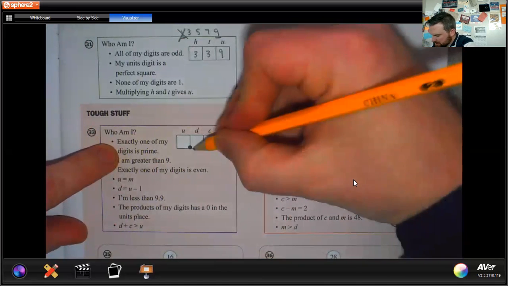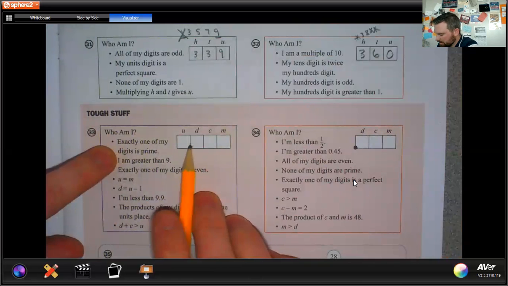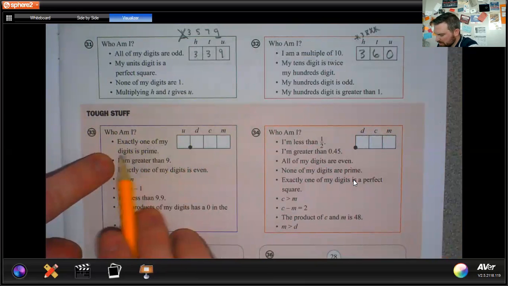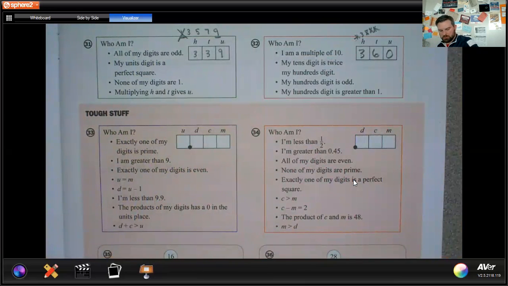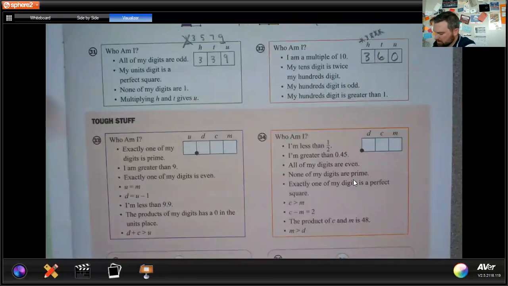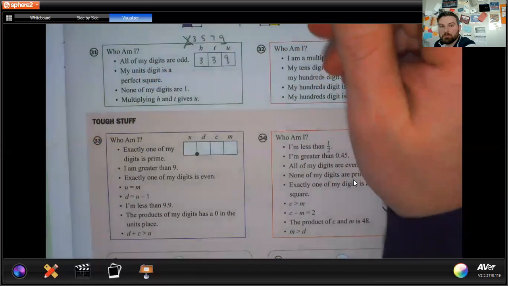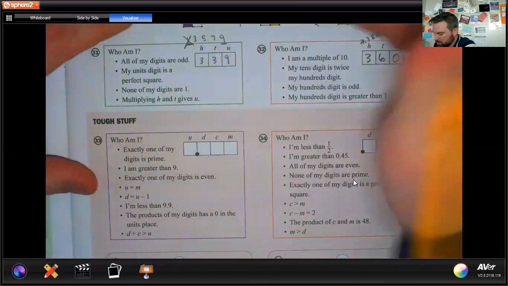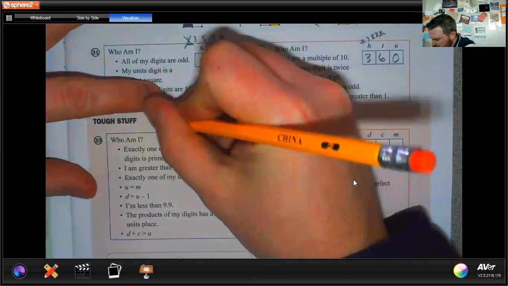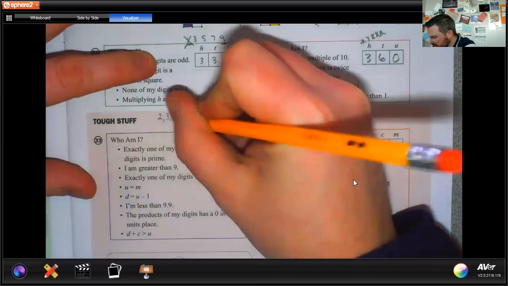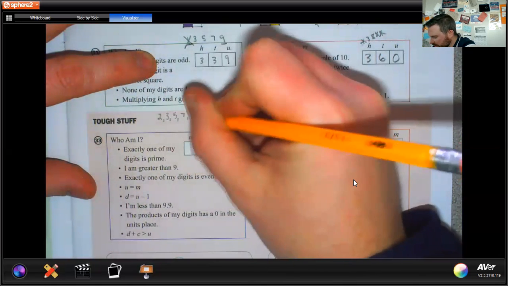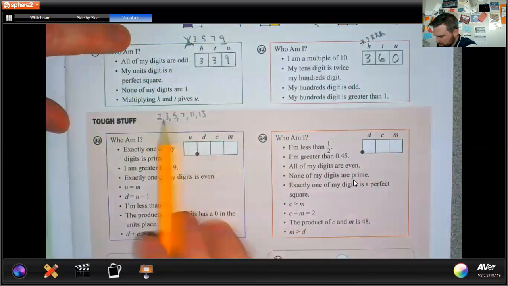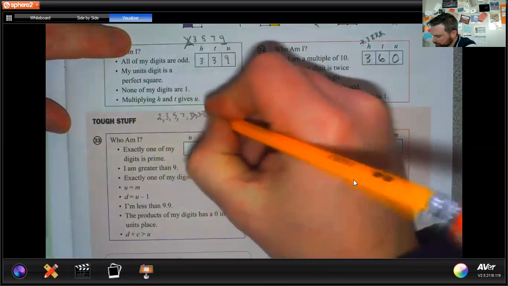Okay, so now we have a decimal. Okay, so we have tens, hundreds, thousands, and the units digit. Exactly one of my digits is prime. Okay, so it might be a while since we talked about prime numbers, but prime numbers are numbers that can only be made by multiplying 1 and itself. That's the only way you can get it. So prime numbers are 2, 3, 5, 7, 11, 13, and so on. So one of these is one of these numbers, okay? Obviously, it's not 11 or 13.